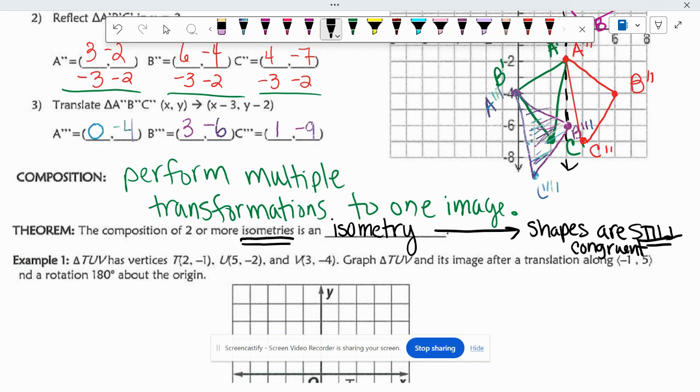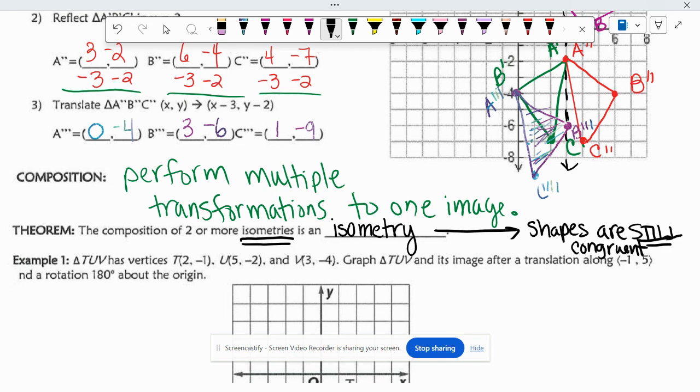We learned about it 2 days ago. It changes the size. What's that called? A dilation. A dilation doesn't make them congruent. It just makes them similar because it's a change. It's a scale, right? We scale it up or scale it down. We enlarge it or reduce it.